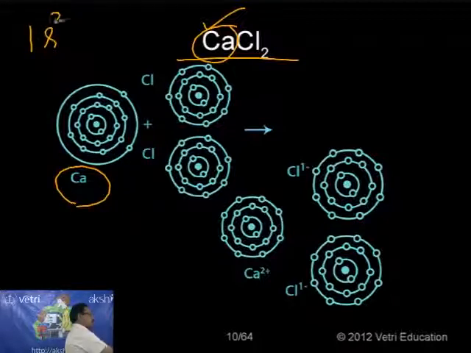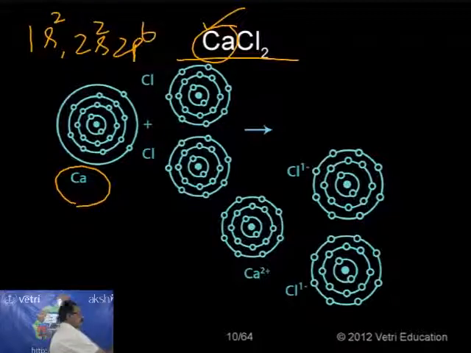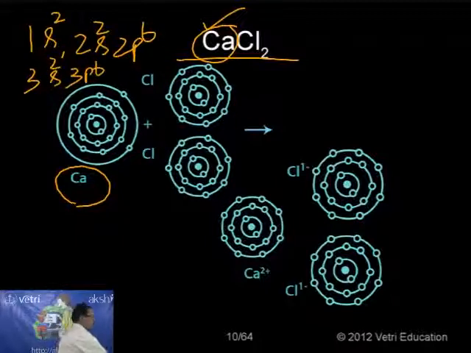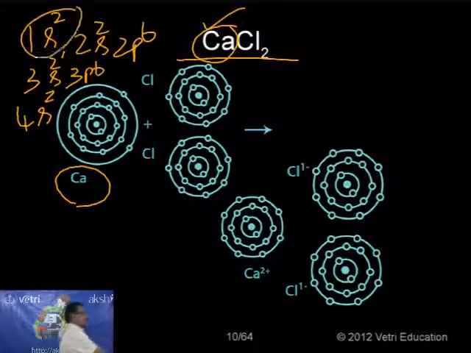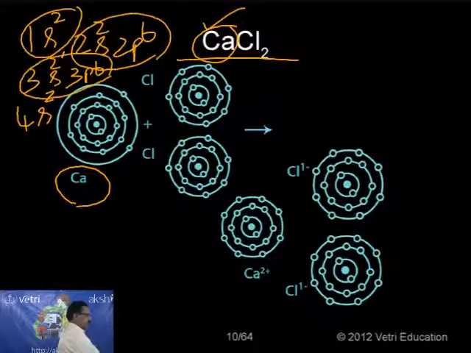First is 1s2. Second is 2s2, 2p6. Then 3s2, 3p6 and 4s2. This is the interesting information. So first level 2 electrons, the second level 8 electrons, third level 8 electrons.